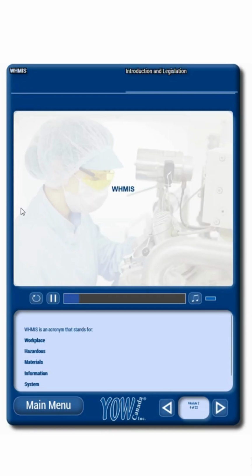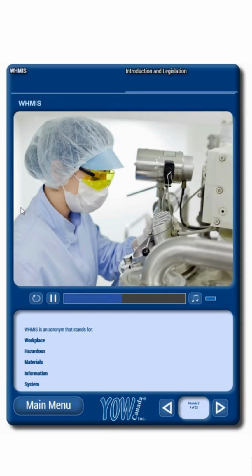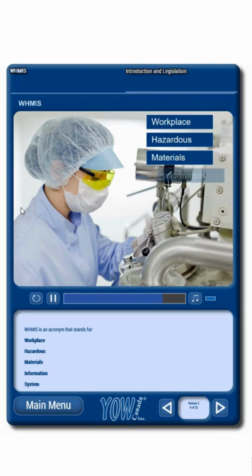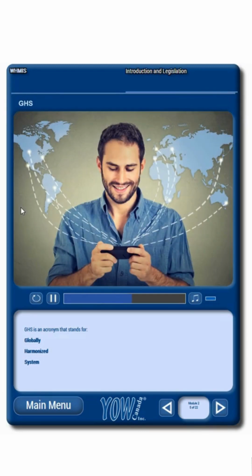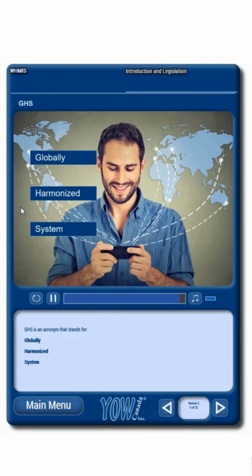WHMIS. WHMIS is an acronym that stands for Workplace Hazardous Materials Information System. GHS. GHS is an acronym that stands for Globally Harmonized System.